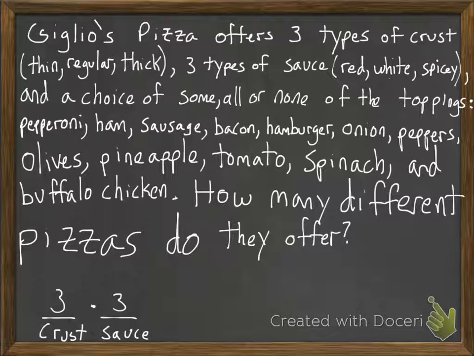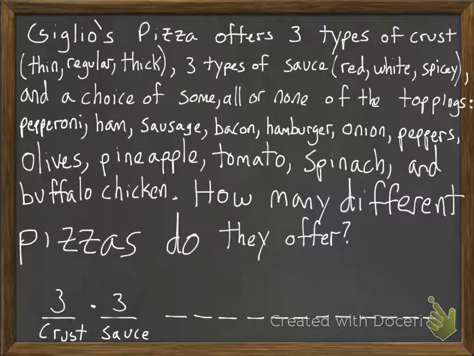If you're going to end up getting eventually, say, pepperoni, spinach, and buffalo chicken on your pizza, then you would have had to have answered yes to pepperoni, no to ham, no to sausage, no to bacon, no to hamburger, no to onion, no to peppers, no to olives, no to pineapple, no to tomato, yes to spinach, and yes to buffalo chicken. So we have 12 more decisions to make as we try to build our pizza. So we have 12 more decisions. 1, 2, 3, 4, 5, 6, 7, 8, 9, 10, 11, and 12.